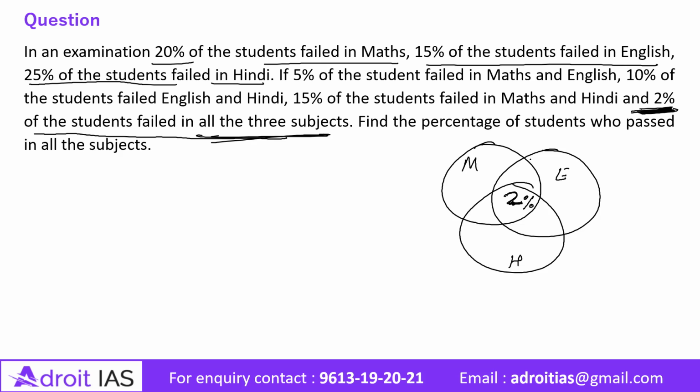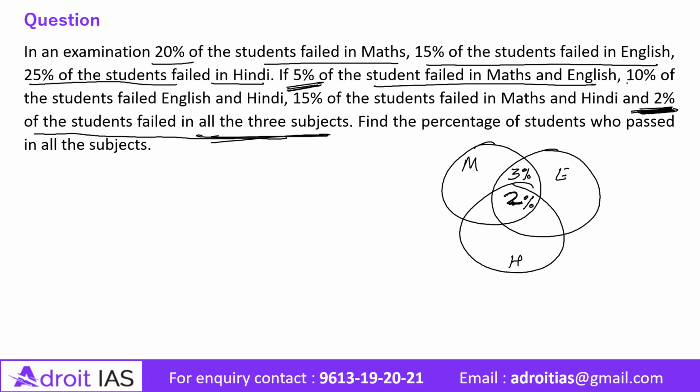Now we'll be filling maths and English. 5% of the students failed in maths and English. Fine. So 5% will be coming to this area. Out of that, 2% we already have. So we are left with 3%. Okay, right.